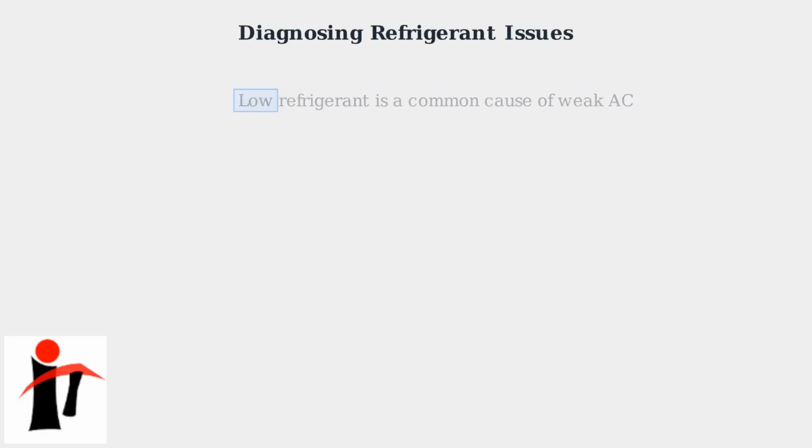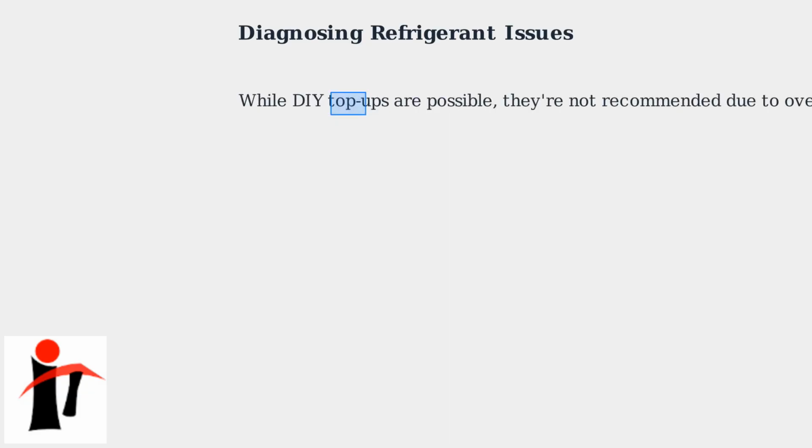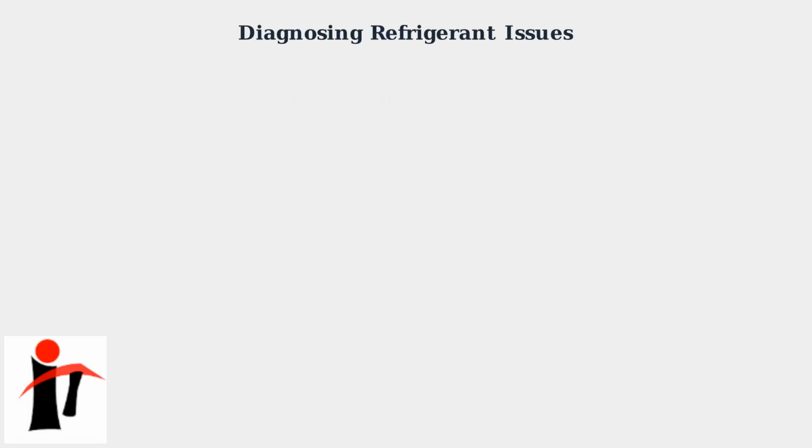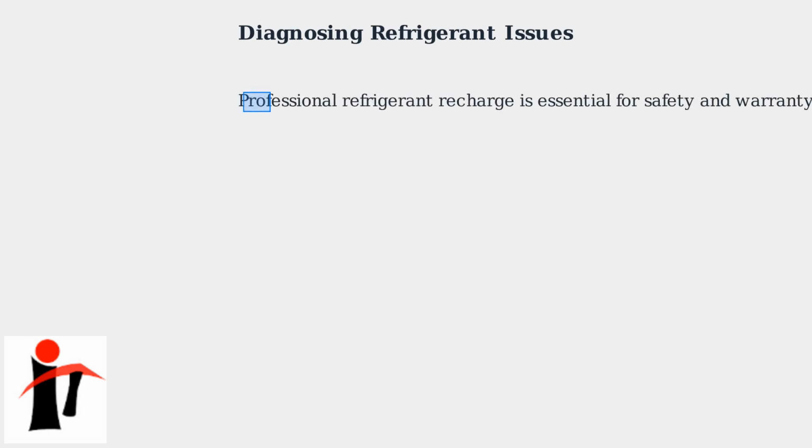Low refrigerant is a common cause of weak AC in Tesla Model S vehicles. Tesla AC systems are sealed, meaning any refrigerant loss indicates a leak in the system. While DIY refrigerant top-ups are possible, they are not recommended due to overpressure risks that can damage the system. The Tesla AC system uses a heat pump for efficiency in cold climates. To spot potential leaks, check for oil stains around AC components or use a gas leak detector. Professional refrigerant recharge is essential to ensure safety and maintain warranty coverage.